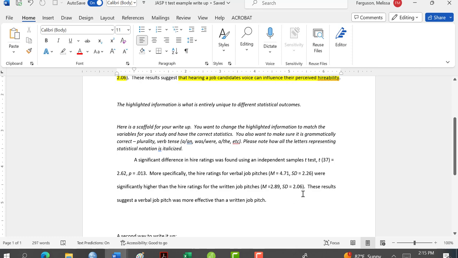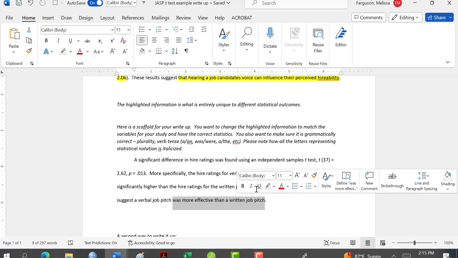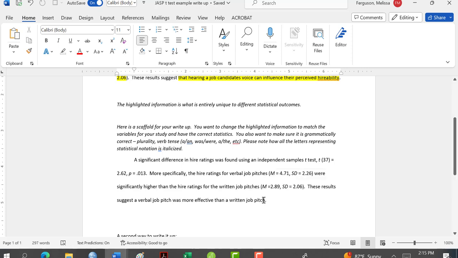Or another way of, I'm not sure I quite like this. Another way is that the verbal job pitch, so we need to add something in about hireability here. It was more effective than a written job pitch in influencing higher ratings.